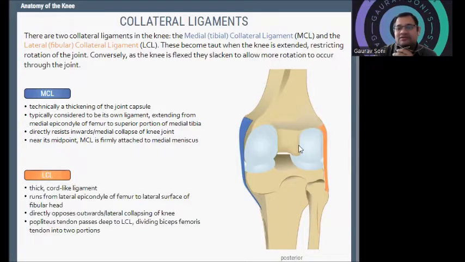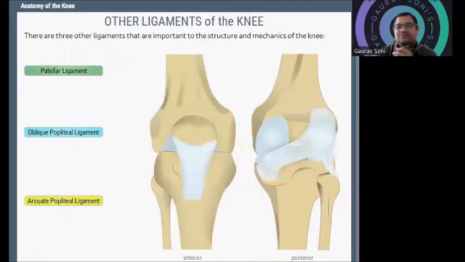And talking about the lateral one, it is a thick, cord-like ligament that runs from the lateral epicondyle of the femur to the lateral surface of the fibular head, directly opposing the outward lateral collapsing of the knee. The popliteal tendon passes deep to the LCL, dividing the biceps femoris into two portions. So these are some major important points related to the collateral ligaments.